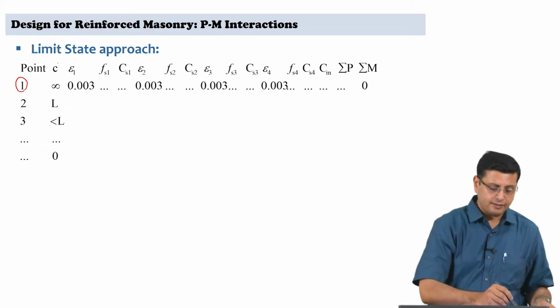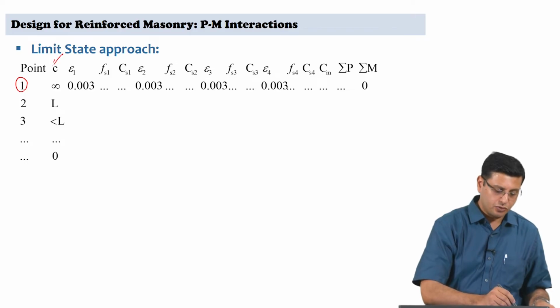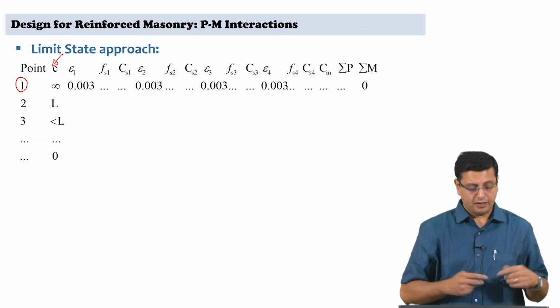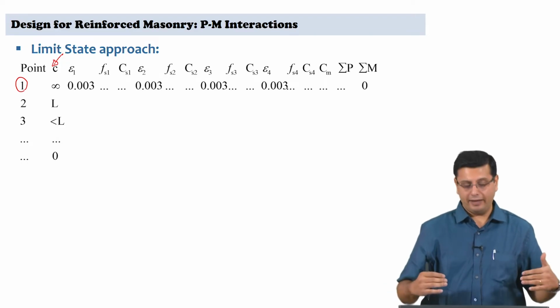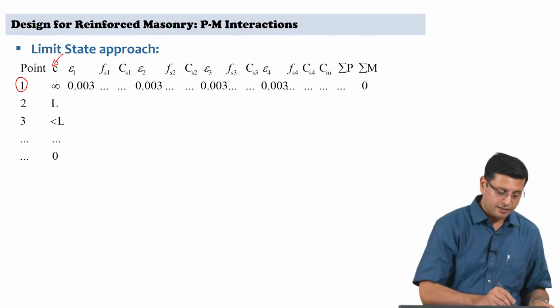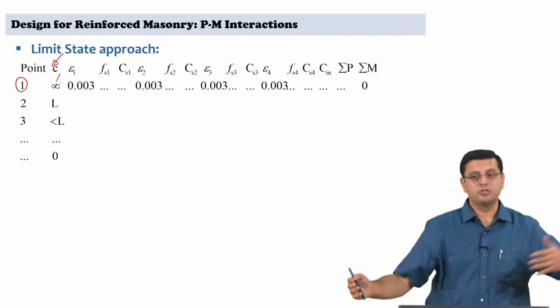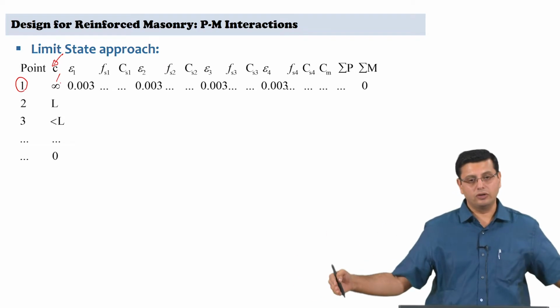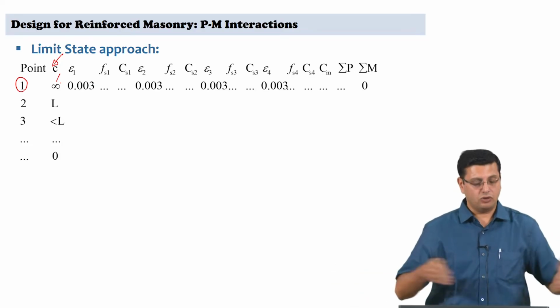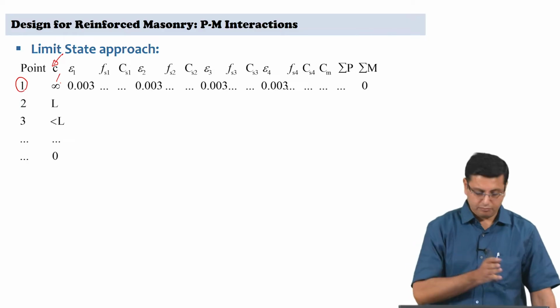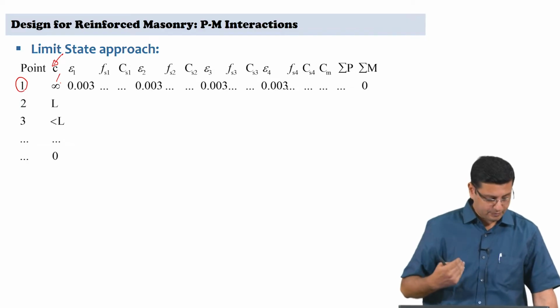Of course, the notation C that is used here is the compressed length of the wall. In the first case I have put infinity here, implying that the position of the neutral axis when you have full compression is infinity. So, you keep reducing the position of the neutral axis in the subsequent stages.